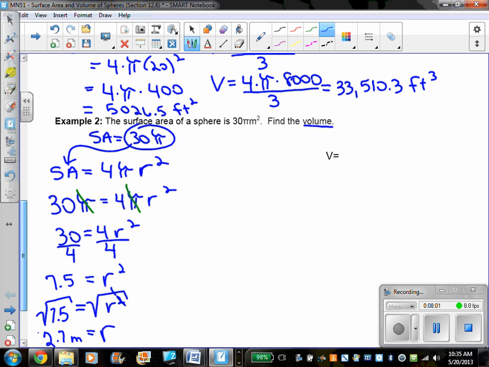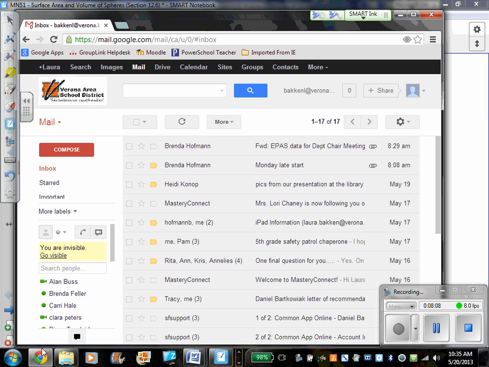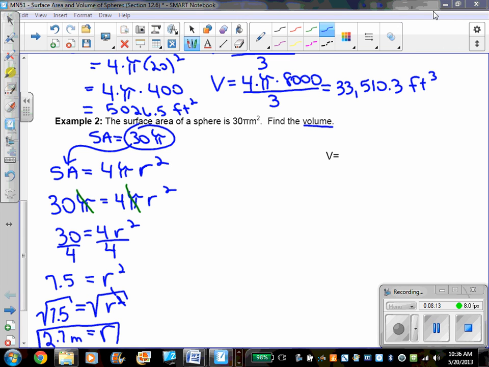meters. Now, when you square root both sides of an equation in intermediate and advanced algebra next year, they're going to talk about that positive and negative. But again, we've mentioned this before, in geometry we're talking about lengths, and lengths are positive. So we don't have a negative 2.7 meters as well, we just have 2.7 meters for the radius. Okay, so now let's get the volume formula up here. We have 4 times pi times radius cubed divided by 3.